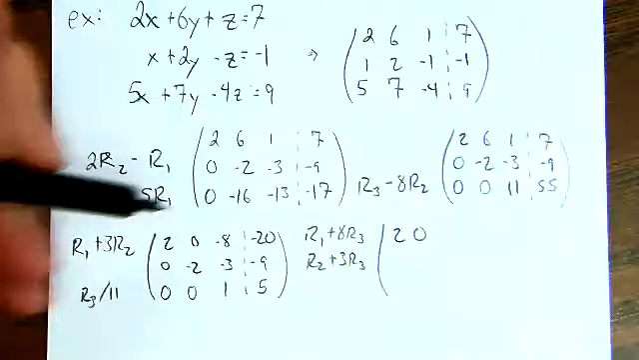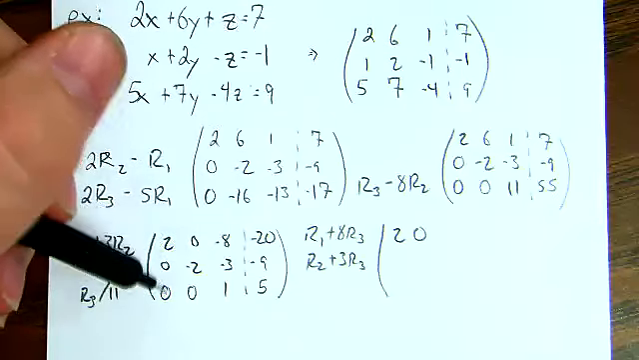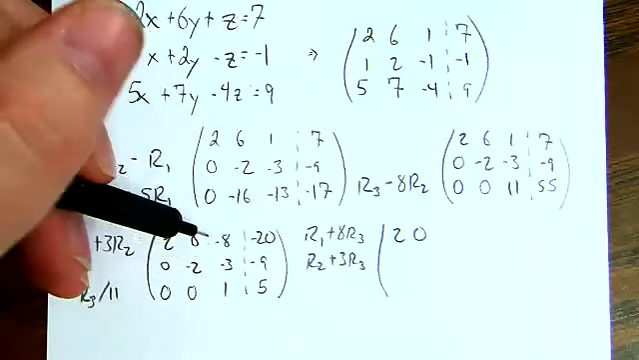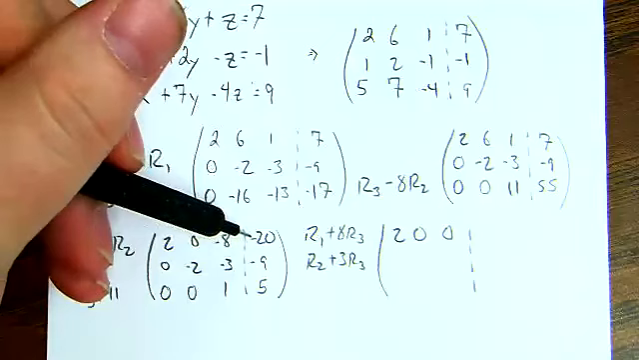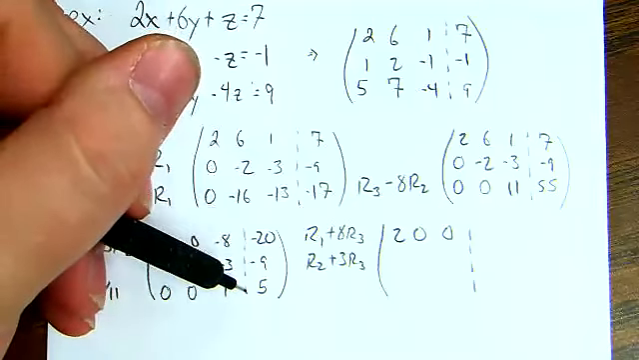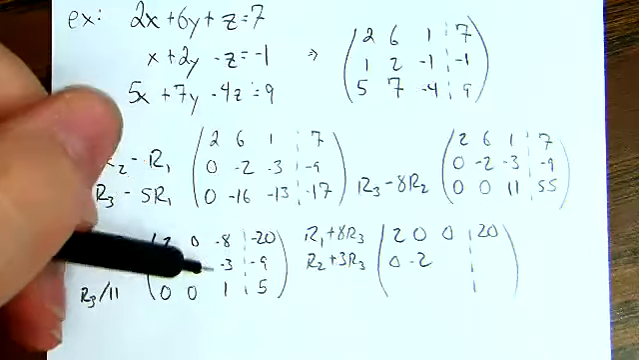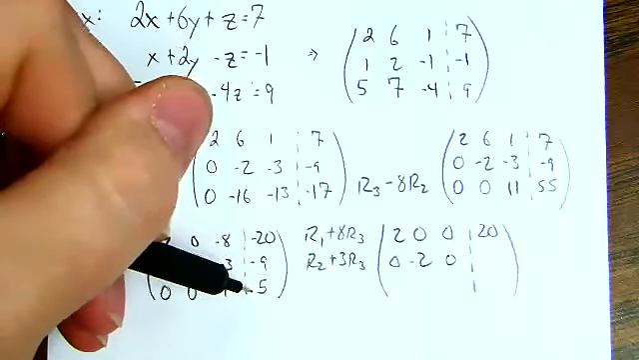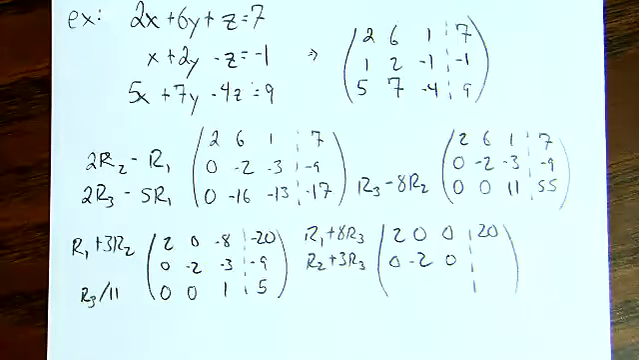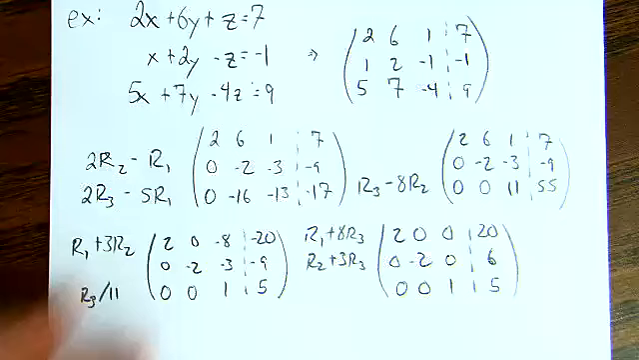So I get 2, 0, because this plus 8 of these: 2 plus 8 times 0, 0 plus 8 times 0. Negative 1 plus 8 times 1 is 0. And now negative 20 plus 8 times 5. 8 times 5 is 40. Negative 20 plus 40 is 20. And then 0, negative 2, negative 3 plus 3 times 1 is 0. Negative 9 plus 3 times 5. 3 times 5 is 15. Negative 9 plus 15 is 6. And 0, 0, 1, 5.